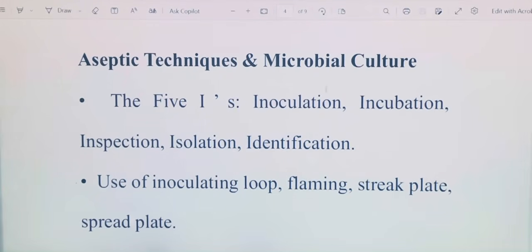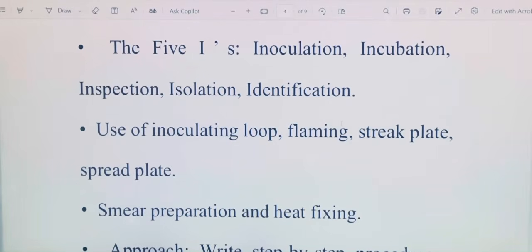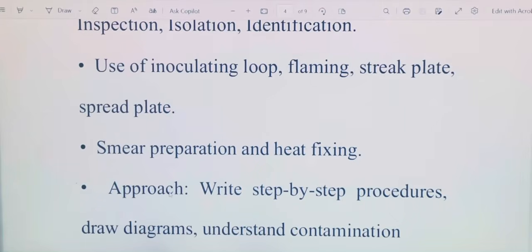We have the inoculation, incubation, inspection, isolation, identification. All right, understand what each of these means. All right, the five I's. Then now use of inoculating loop, flaming, streak plate, and spread plate. Understand their different uses. Okay, then also check how to prepare a smear and how to fix by heat, also known as heat fixing.